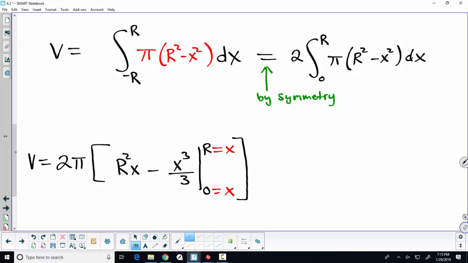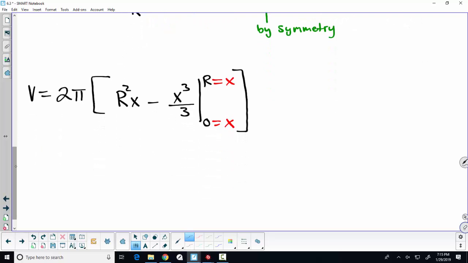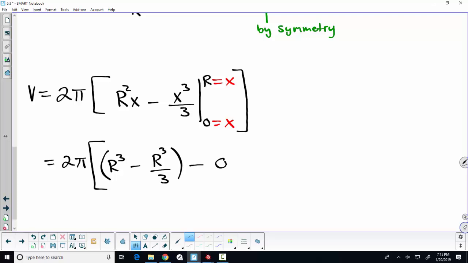Okay, so let's evaluate this. It's 2 pi times, so first, capital R in for x. This is now r cubed. And then we've got an r cubed over 3 minus r cubed over 3. So there's f of b minus f of a. That's just going to give us 0. 0 in for x, 0 in for x.